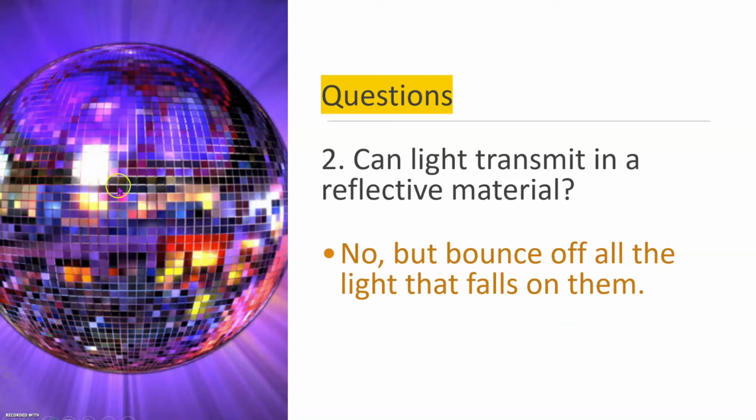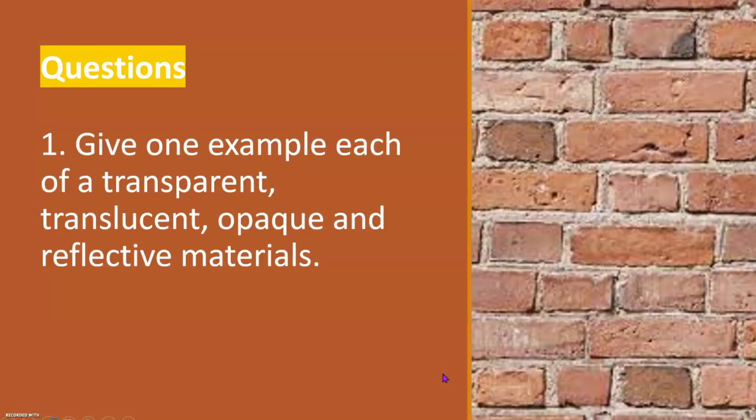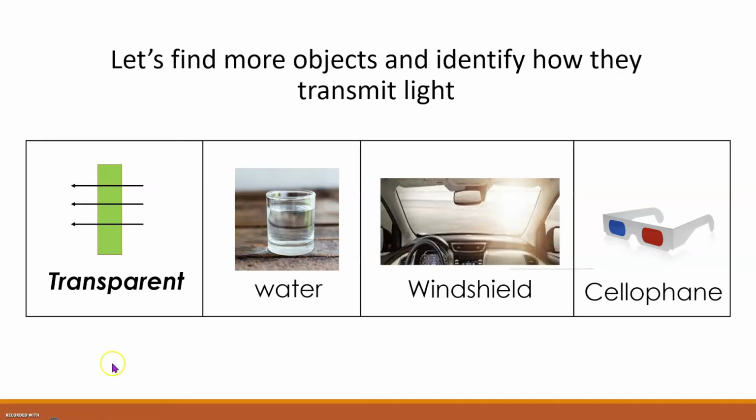We can see, like this one, this is a reflective material, so the light is bouncing off its surface. Very good. For our next slide, the question is, give one example each of transparent, translucent, opaque, and reflective materials. It says let's find more objects and identify how they transmit light. We will have a set of objects as examples and we will identify which material.